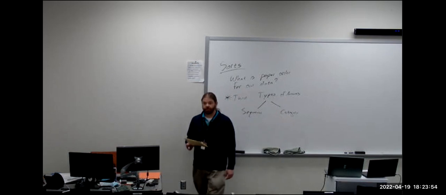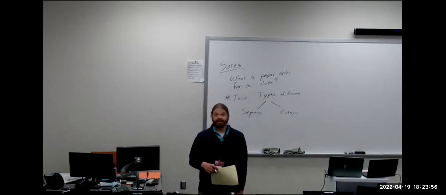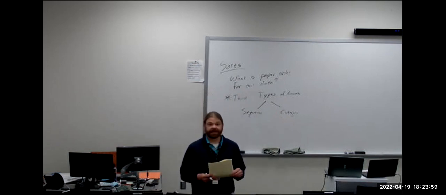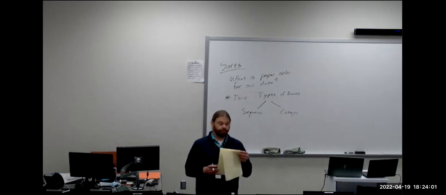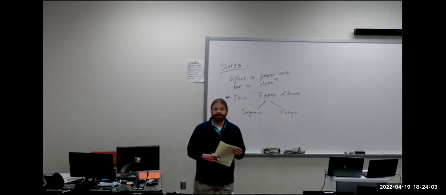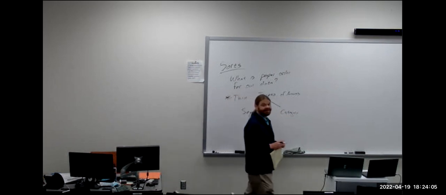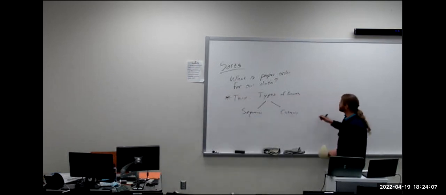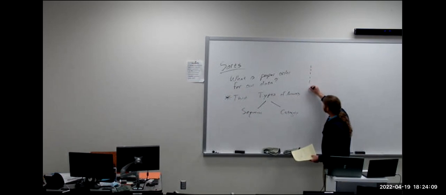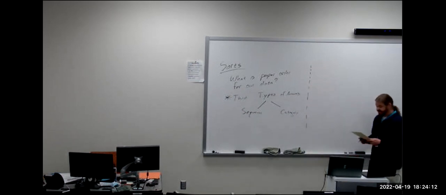Categorical sorts are a little bit more complicated because they will very much depend on the situation. We need to know the details of the situation before we can even start to figure out what the categories are. So that's just the general idea of it.